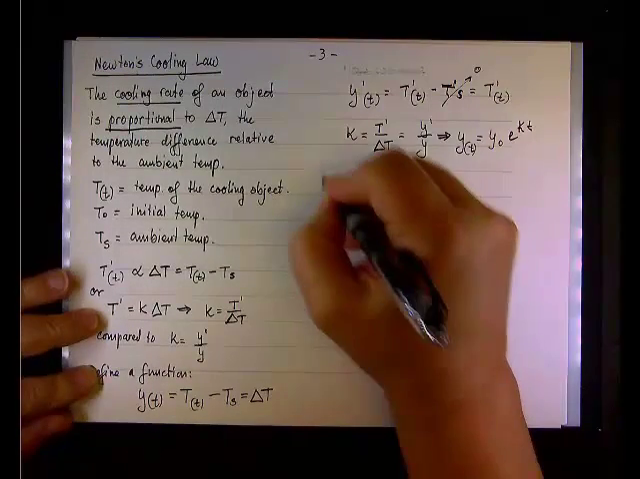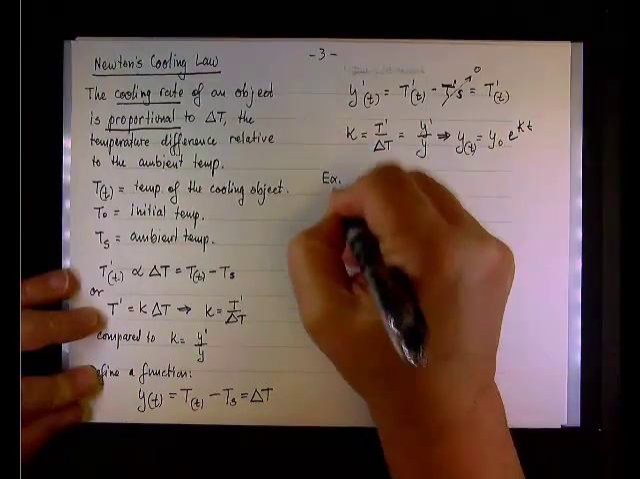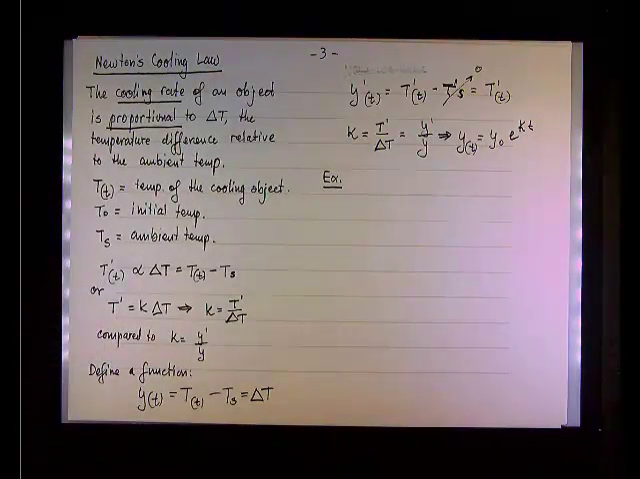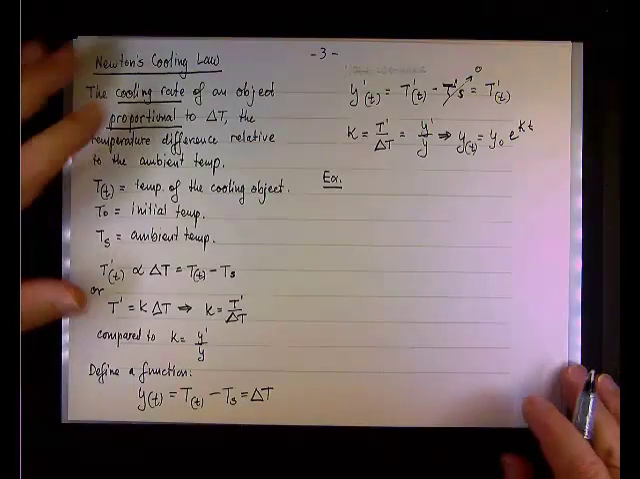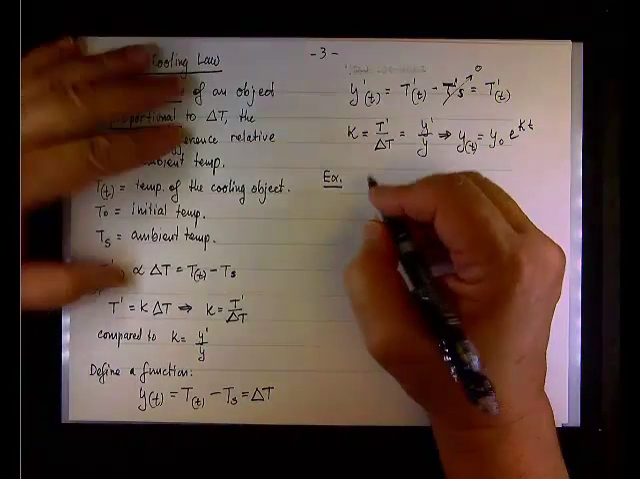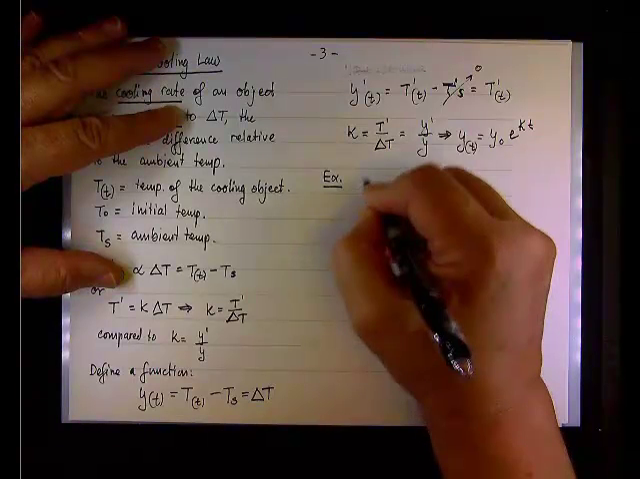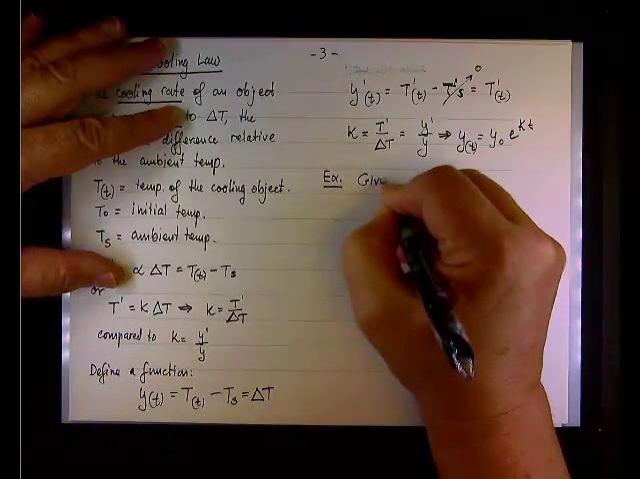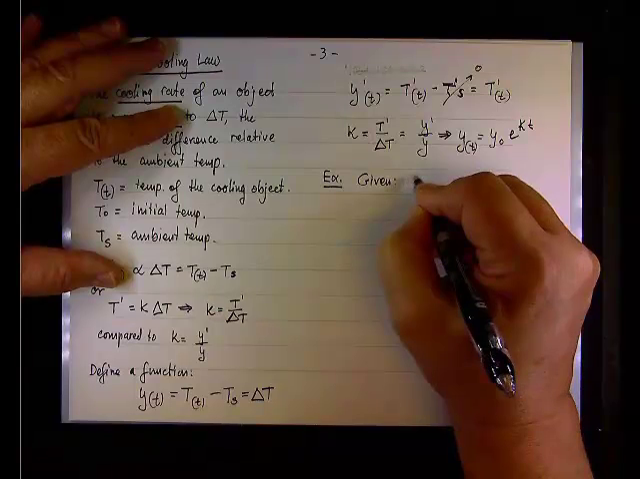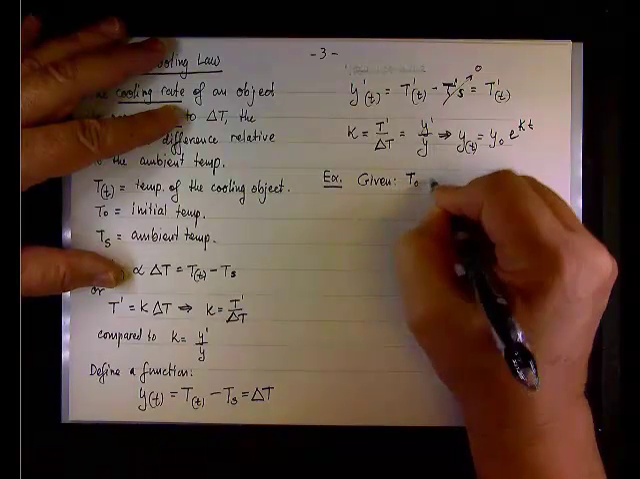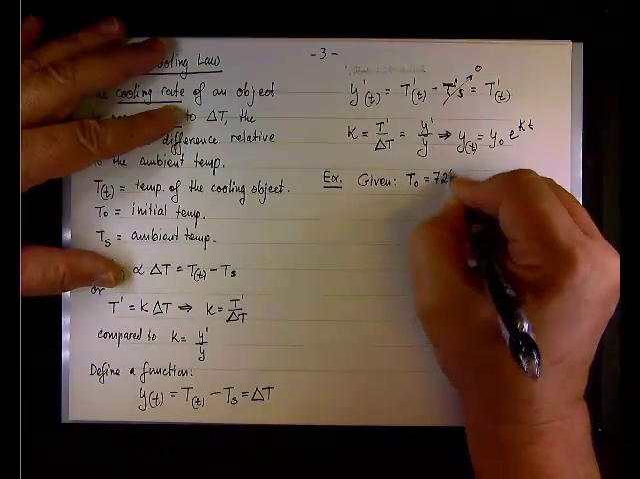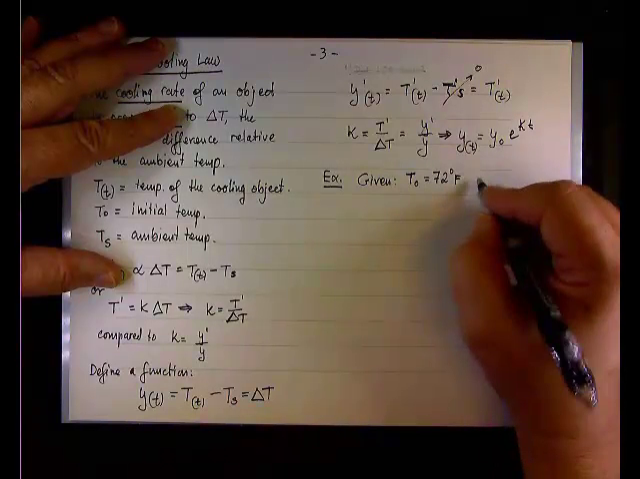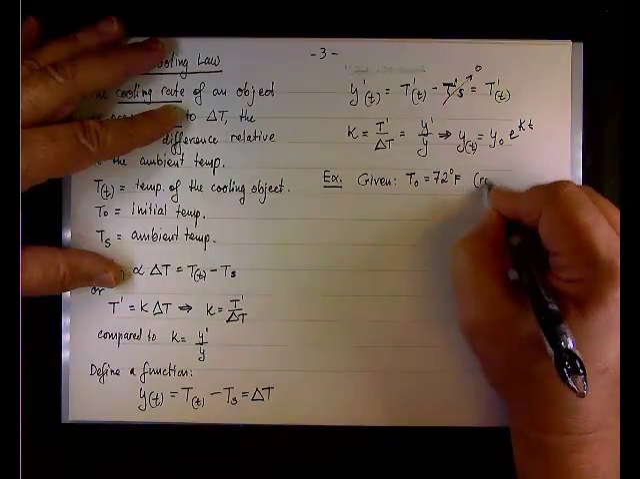So let's look at an example. Let's say you have a bottle of drinking water sitting on the kitchen counter where the ambient temperature, the room temperature, is 72 degrees. So this is the data given in this example. T sub 0 equals 72 degrees Fahrenheit, and that will be the room temperature.